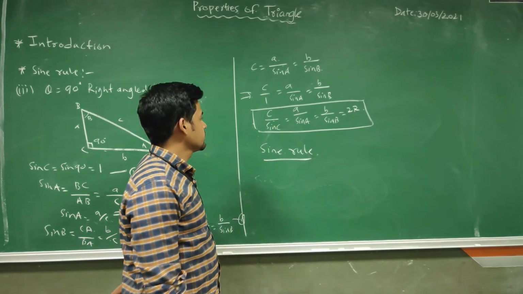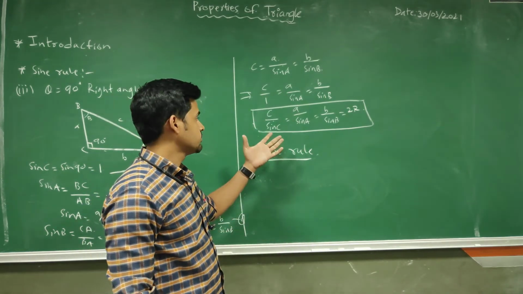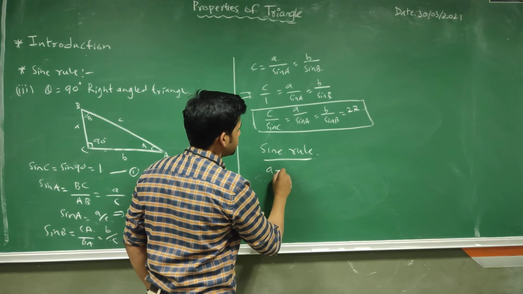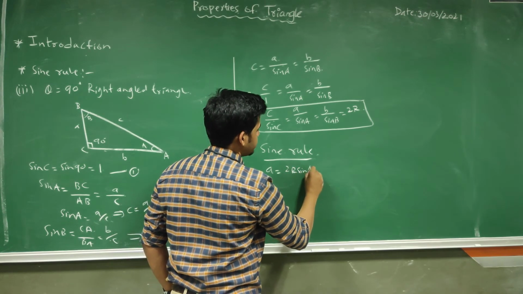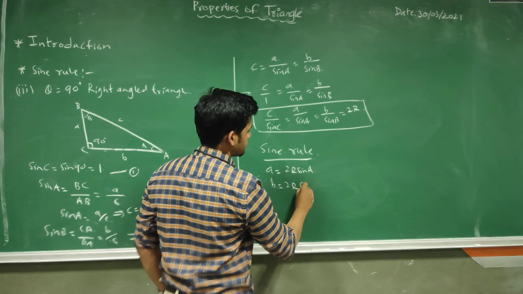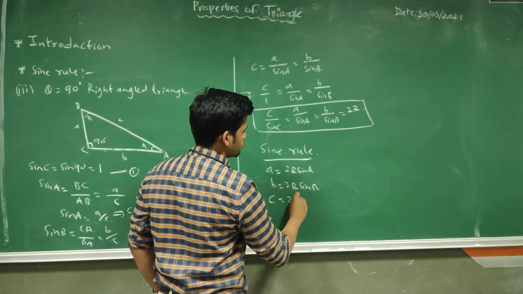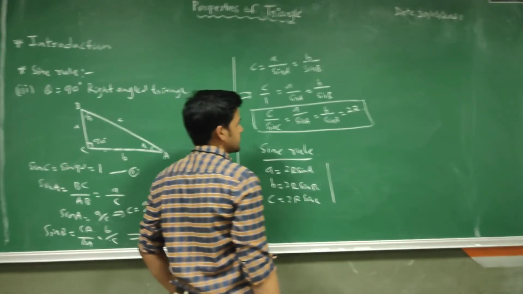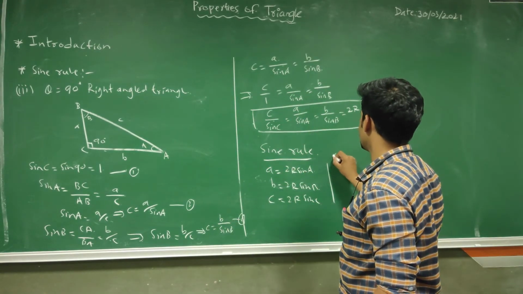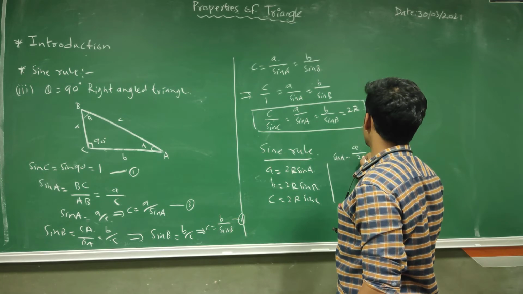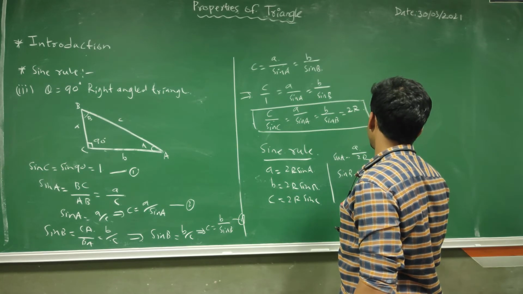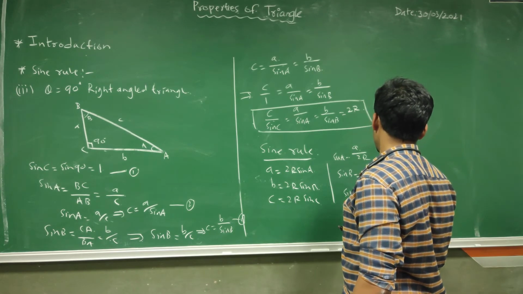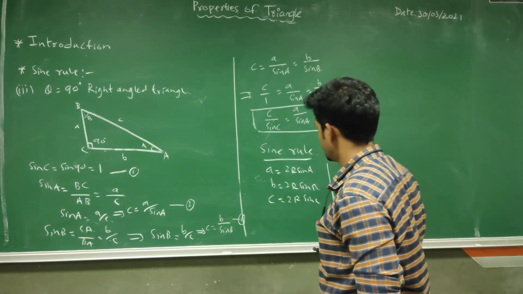So from this equation, we can derive some sides. Let's suppose I can find A. So A will be 2R sin A, and B will be 2R sin B, and C will be 2R sin C. And if I want to find angles, that means sin A, sin A will be A by 2R, and sin B will be B by 2R, and sin C will be C by 2R. Okay.